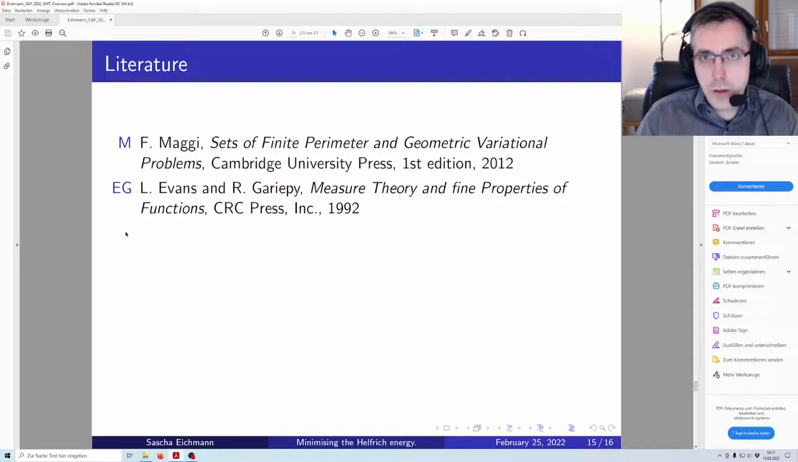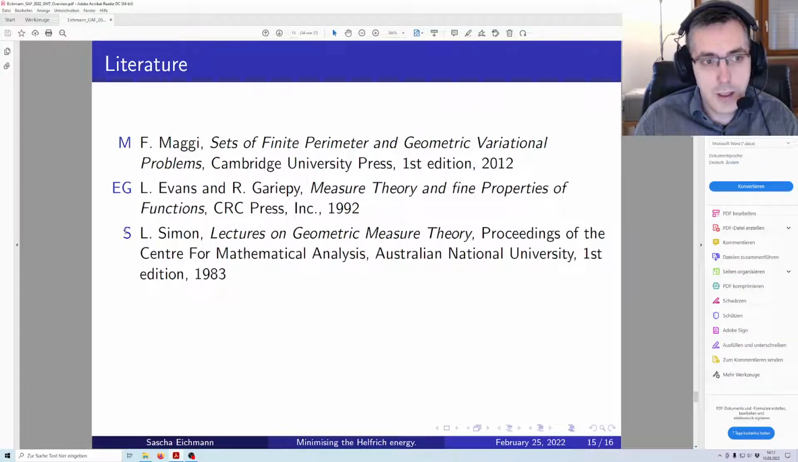But if you take a look at these books, you will sooner or later notice that they do not mention varifolds at all. If you want to learn more about varifolds and general varifolds and so on and so forth, you will have to take a look at Leon Simon's lecture notes, which are excellent, but a bit more advanced. So as a primer, I'd recommend Maggi's book, and if you want to know a bit more about varifolds, read Simon's book.